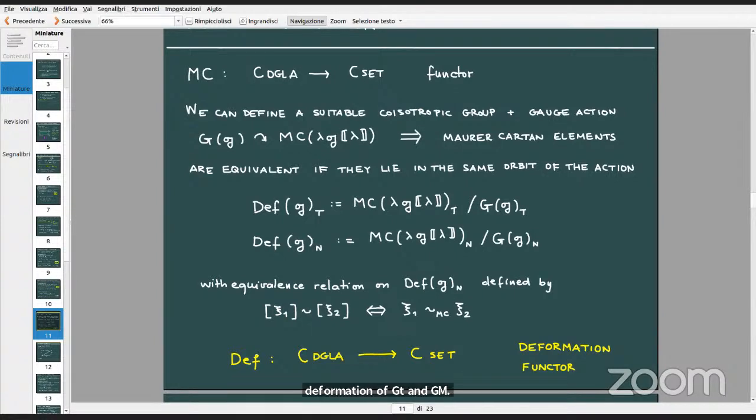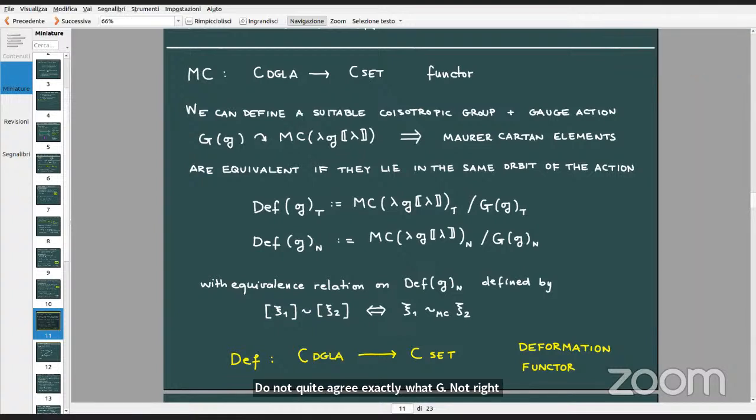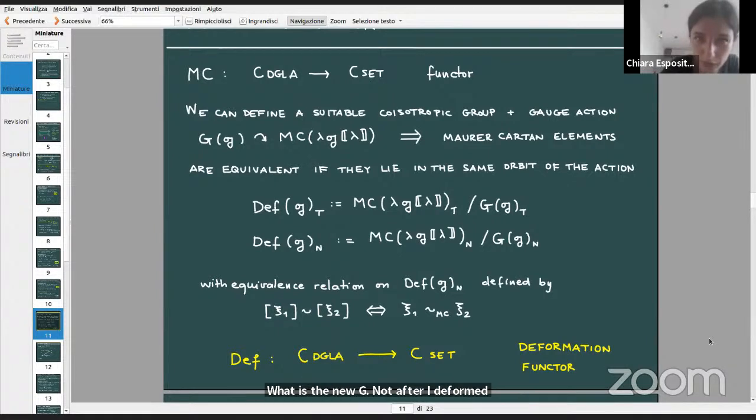naught, right? Say again, sorry. So the two deformations, described by the MC elements, they don't quite agree exactly on G naught. So what's the result of this deformation? What is the new G naught after I deformed? Okay, wait. Okay, I understood it.